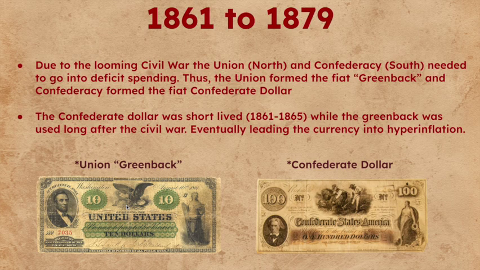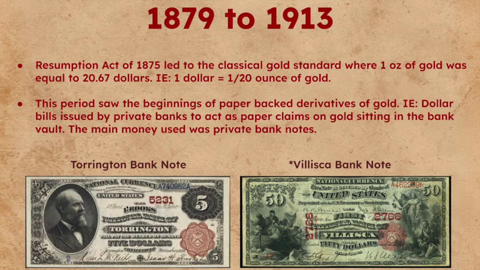And so with this, they called this the Resumption Act of 1875, and this brought us back onto a classical gold standard, just a little bit different than before, where 1 ounce of gold was equal to $20, right? So in other words, $1 equaled 1/20th of an ounce of gold. Very simple fractional equation.